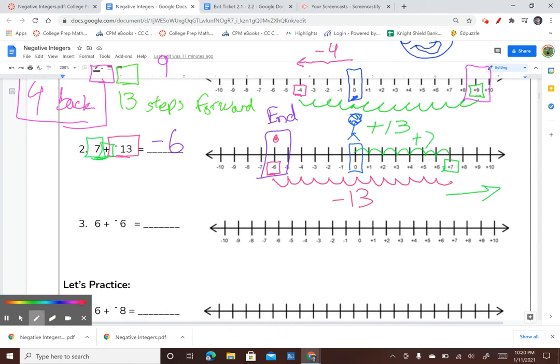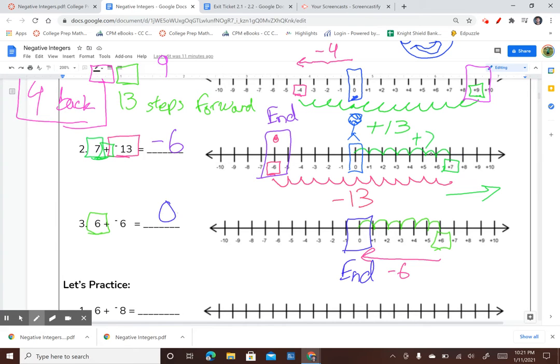This time, we're going to go 6 steps forward, putting us at +6. And now we're going to take 6 steps backwards because we're adding a negative number. So if we go back 6, it's actually going to put us right back here at 0. So 6 plus -6 will put us right back at 0. They cancel each other out.